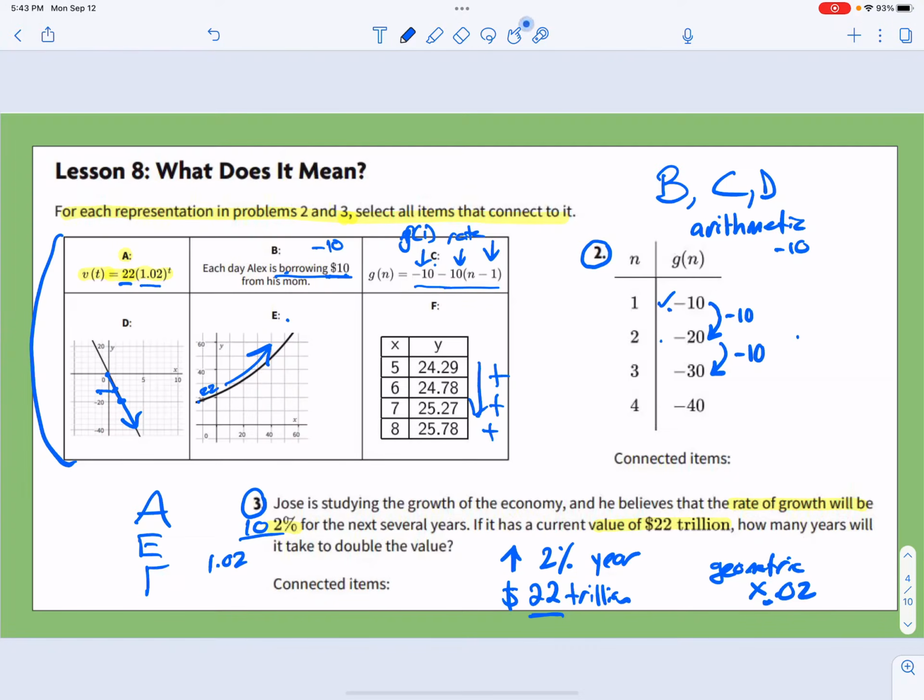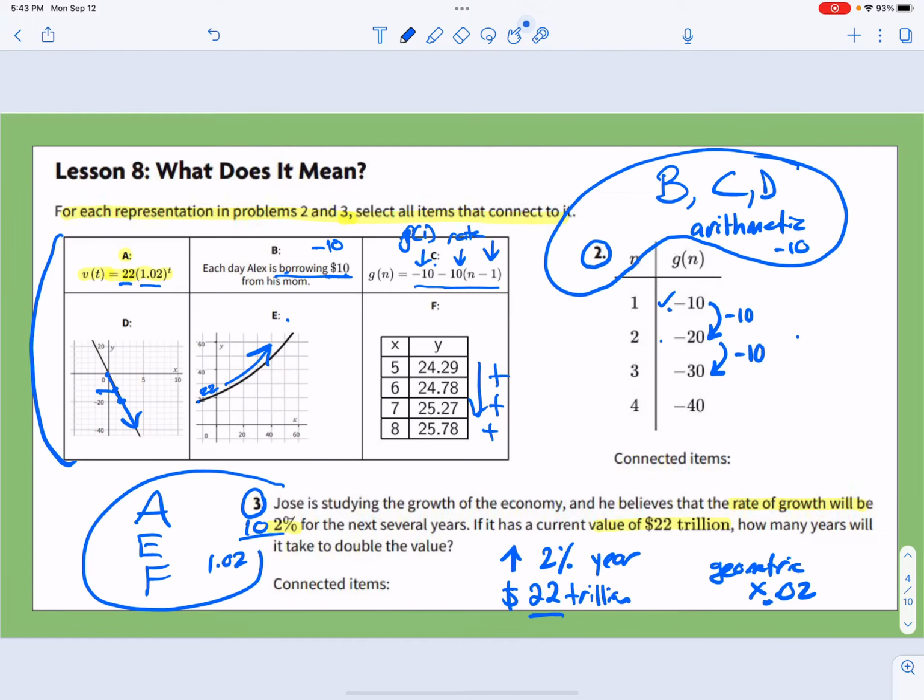number 3. So we would say B, C, and D go with number 2, and A, E, and F go with number 3.